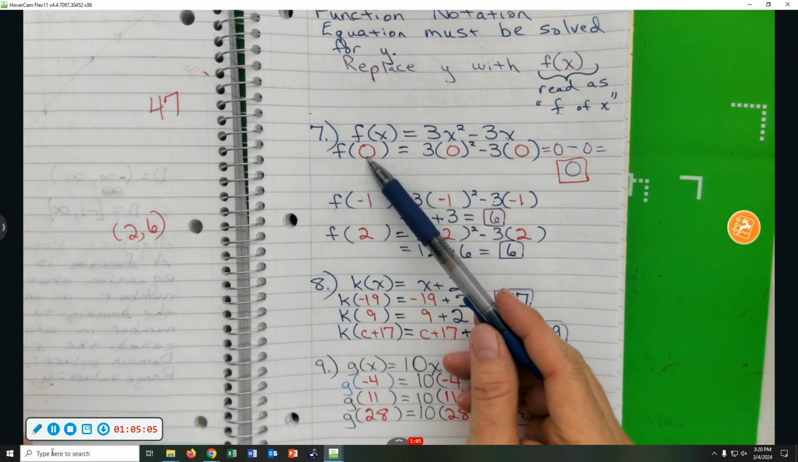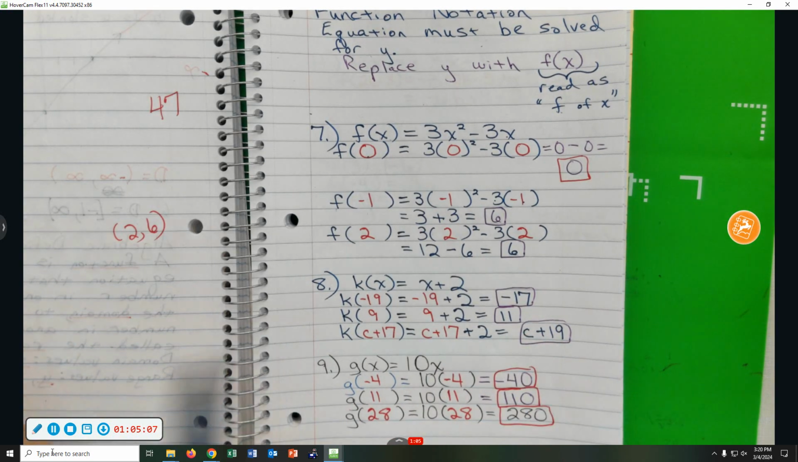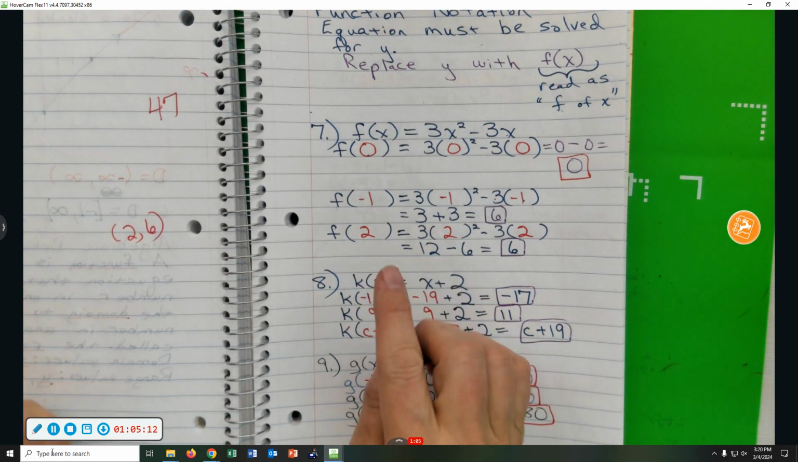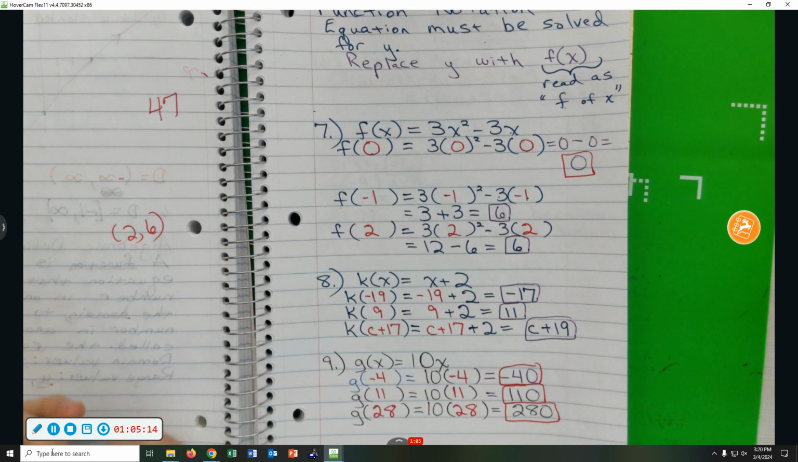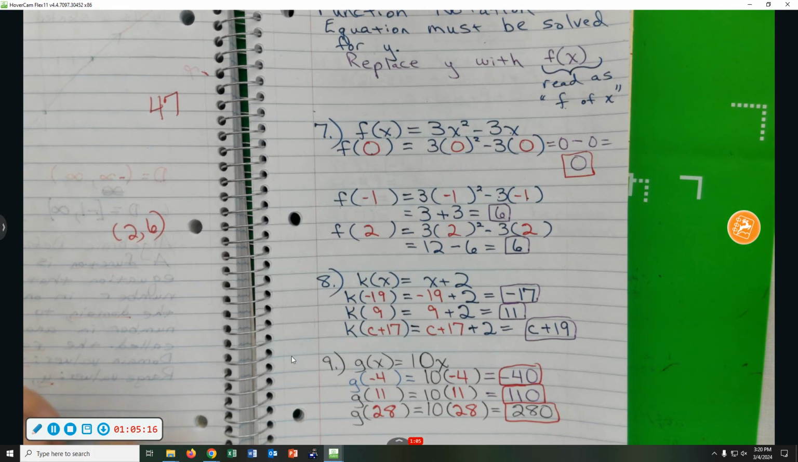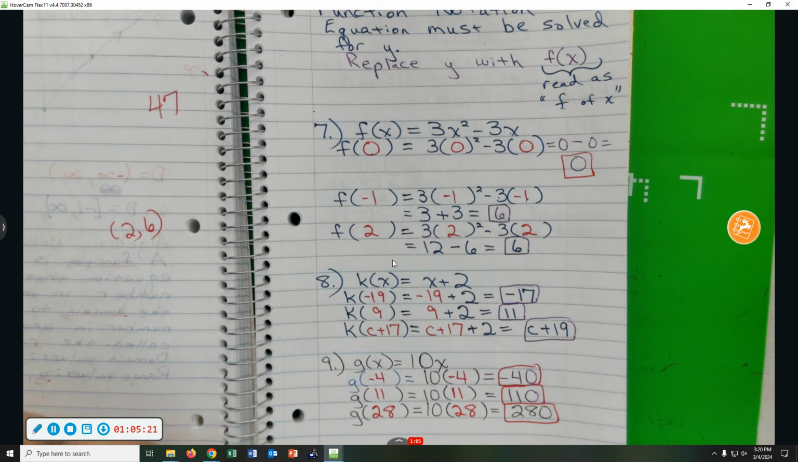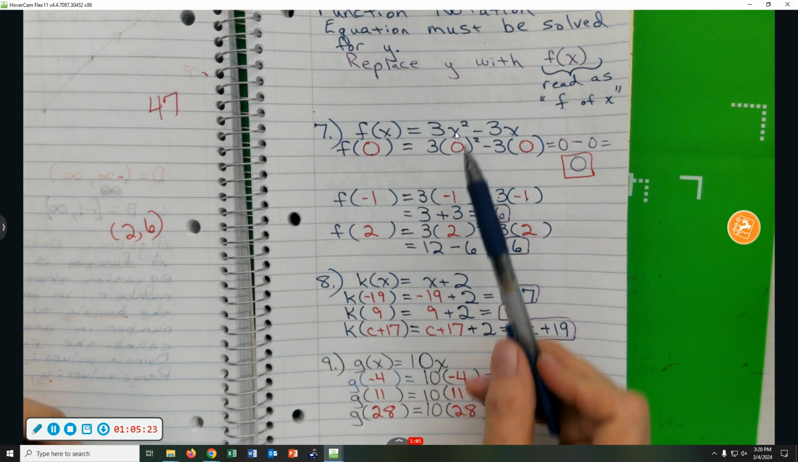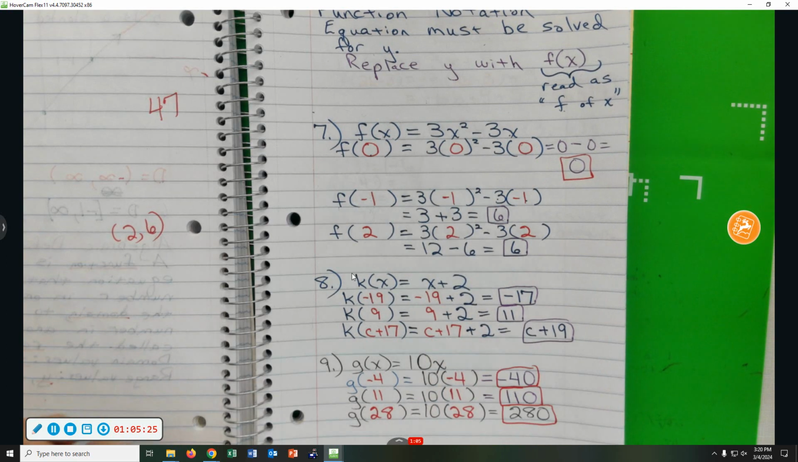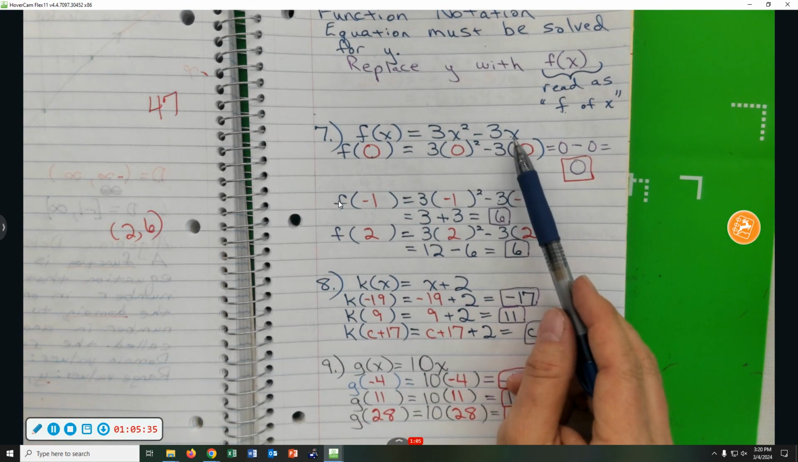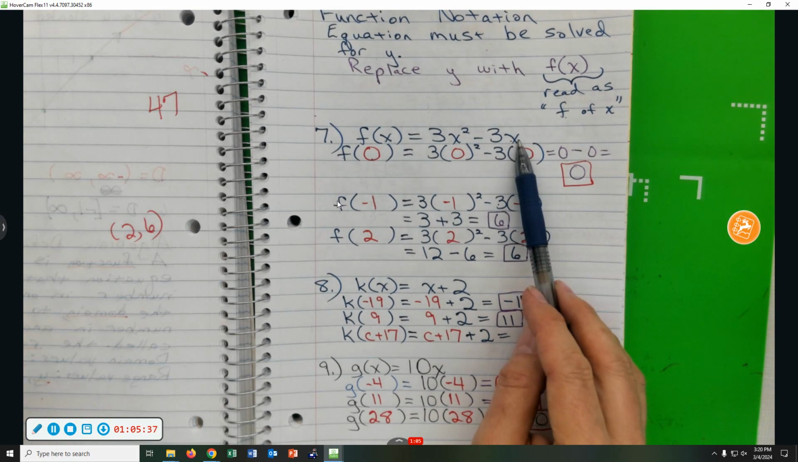They had us plug in 0, negative 1, and 2. Don't write this down. You've already written it down. But suppose I'd asked, find f of a million. Could you do that? Do you know what you'd have to do? Yes. You'd have to plug in a million for those x's. Suppose they'd asked you to find f of 1/3. Could you do that? Yes. You might not want to, but you can do it. You can plug it in.